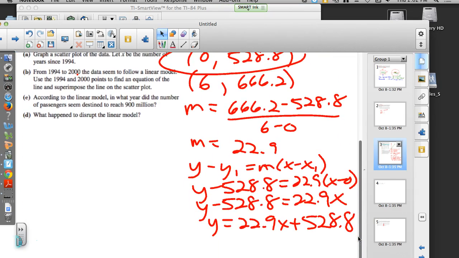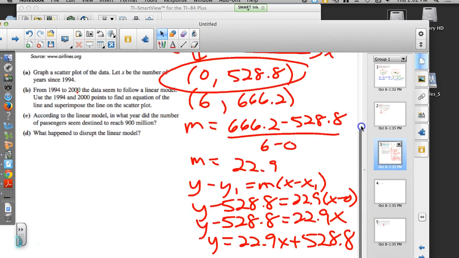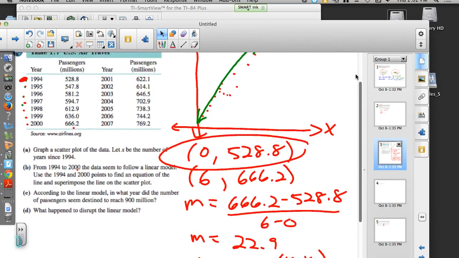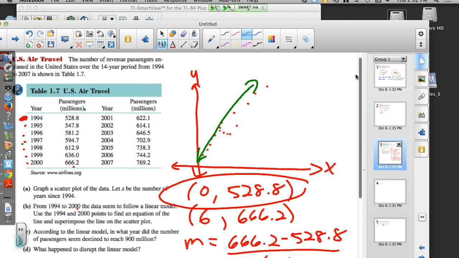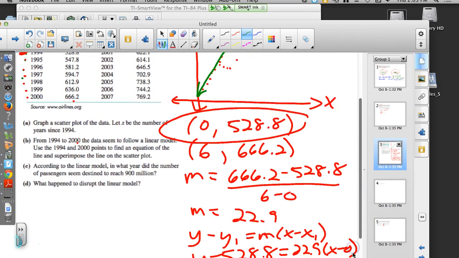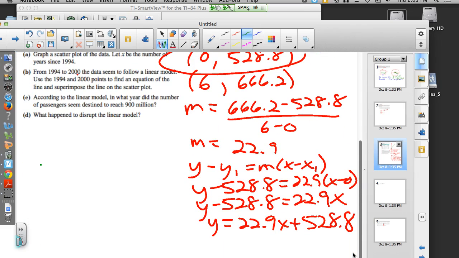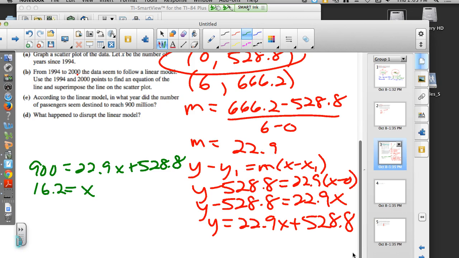And then C says, according to the linear model, in what year did the number of passengers seem destined to reach 900 million? Well, we go back and look, and we see that all of the data that was given to us was in millions, so we don't have to worry about any of the zeros messing anything up for us. We just have to use the equation and put 900 million in for y, and we will be able to work backwards and figure out how many years it took for that to happen. So we'll do 900 minus 528.8 divided by 22.9, and that gives us 16.2 years. So that means 16 years after we first started with this model.